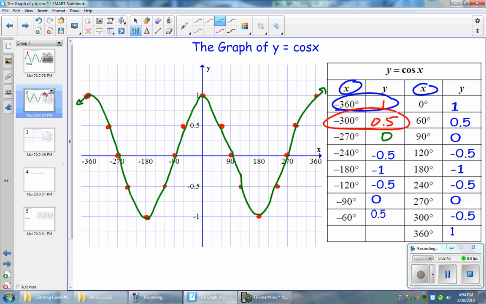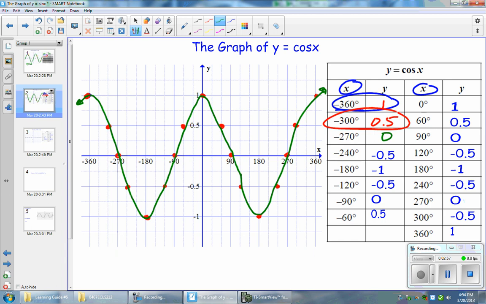And I'm going to leave it with arrows on the ends here because it is a continuous graph. It still keeps going. I'm just showing you from negative 360 to positive 360. So there is the graph of my cosine function. And it is a wave, okay?